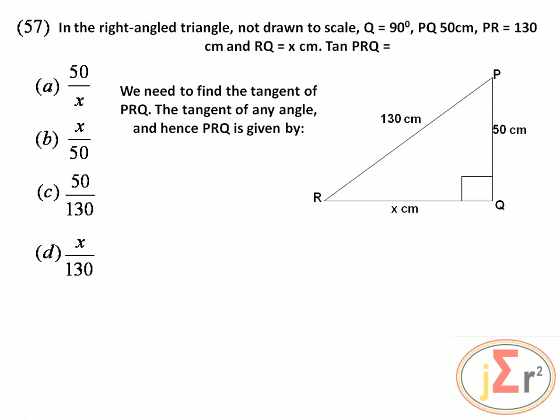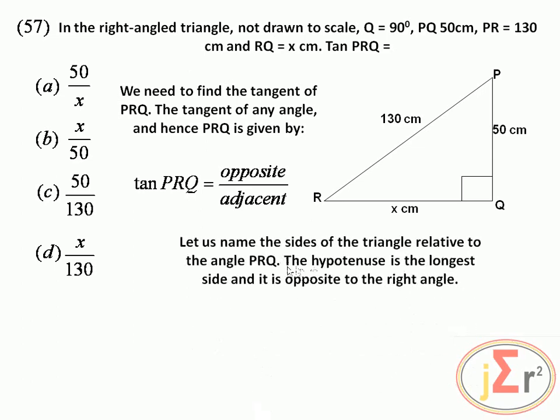The tangent of any angle, and hence of PRQ, is given by tan is equal to opposite over adjacent. So all angles' tangent will be given as opposite over adjacent. And the same is true for PRQ. Let us name the sides of the triangle relative to the angle PRQ, because we are determining a trig ratio that is defined on PRQ.